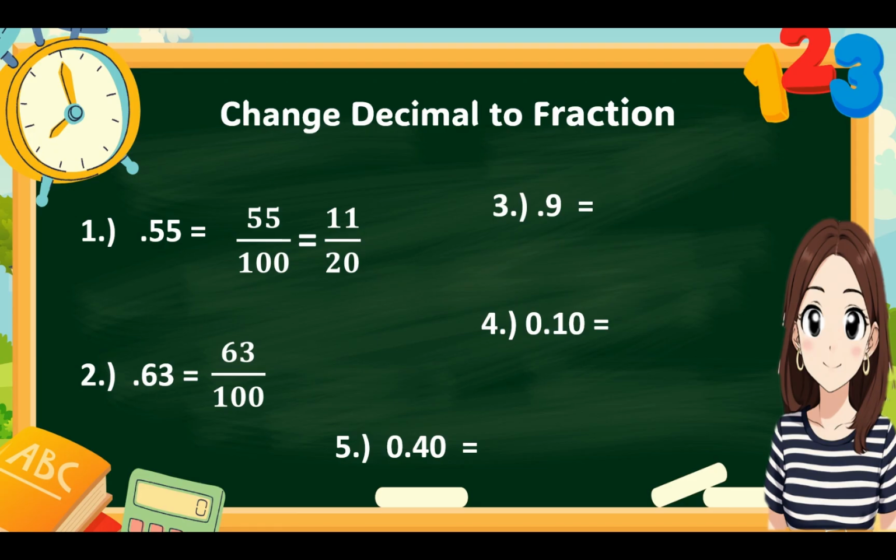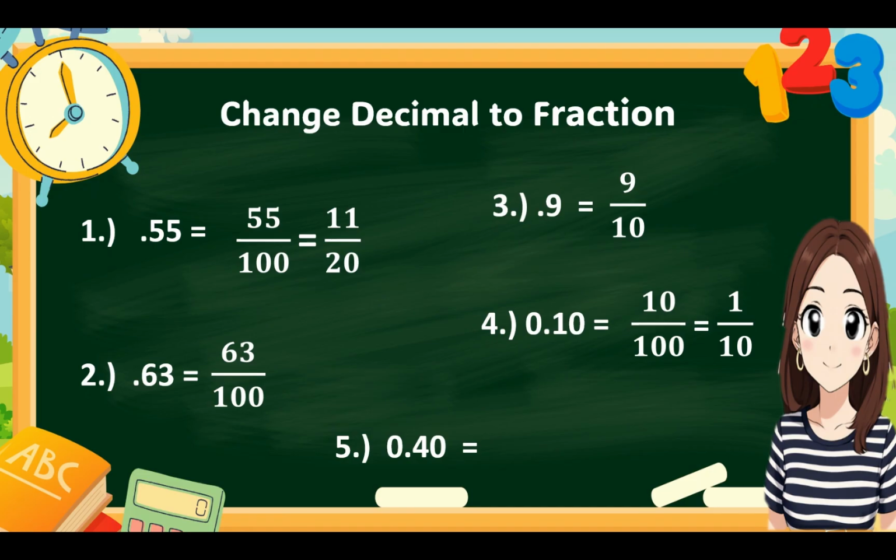For number 3, 9/10, the place value of 9 is tenths, so it should have a denominator of 10. And the same thing, there is no number that can divide both 9 and 10. So that's the final answer or our lowest term. For number 4, we have 10 hundredths. It ends with the hundredths place, so we'll have a denominator of 100. That will be 10 over 100, and they are divisible by 10. So 10 divided by 10 is 1, and 100 divided by 10 equals 10. So our simplified or lowest term is 1 over 10.